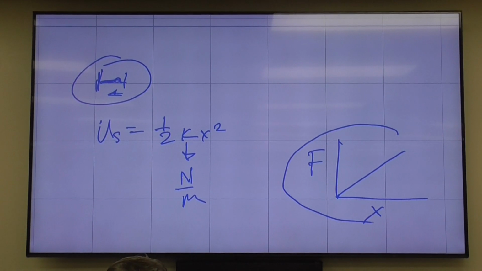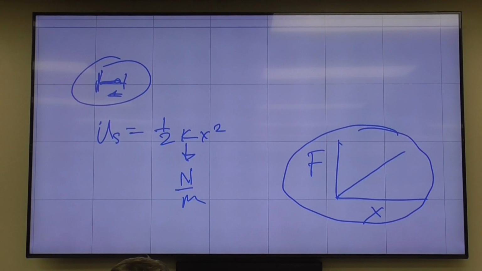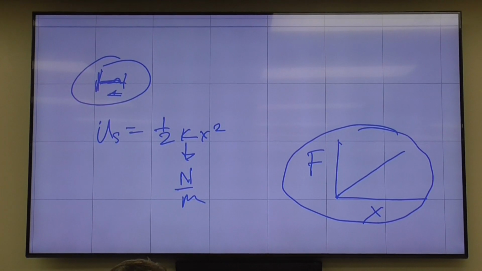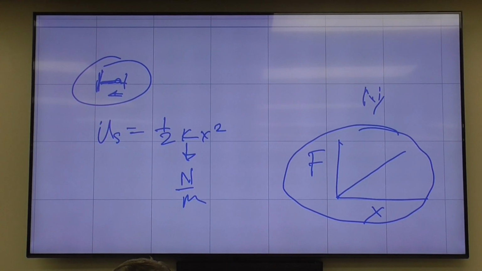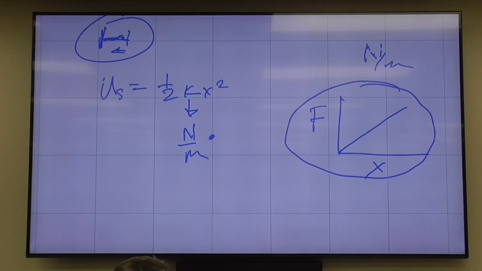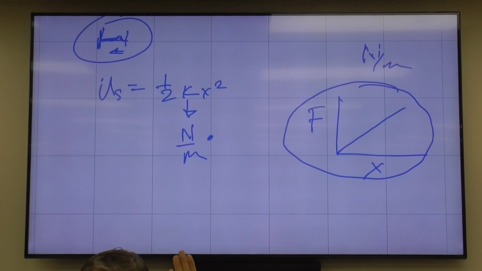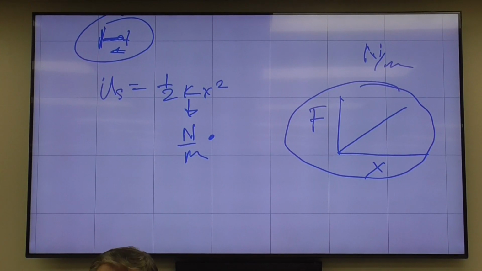So if you graph this, force and elongation, the slope of the line is known as the spring constant, which has units of Newtons per meter. And you calculate that one with Newtons and meters. It's the slope of a line. Rise over run, changing Y over changing X.